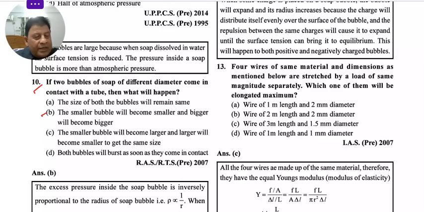So let us complete the answer. If two bubbles of soap of different diameter come in contact with a tube, then what will happen? क्या होगा? The smaller bubble will become smaller and bigger bubble will become bigger. This is the right answer.